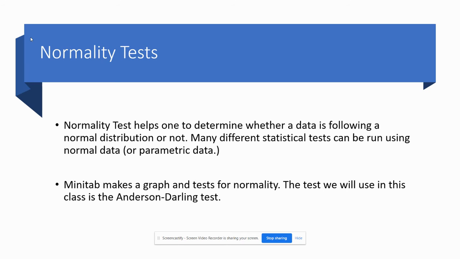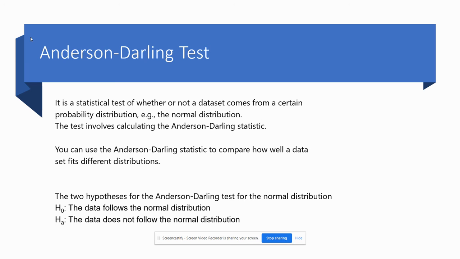Minitab can make a graph and test for normality, and the test that we use is called the Anderson-Darling test. The Anderson-Darling test graphs the data on a normally distributed line, and it's going to be a straight line. It's not going to be that curve, because you think about looking at the data from the top down, like the data is under you and you're looking down at it. The hypothesis for the Anderson-Darling test is that your null is that the data follows the normal distribution, and the alternative is that the data does not follow the normal distribution.